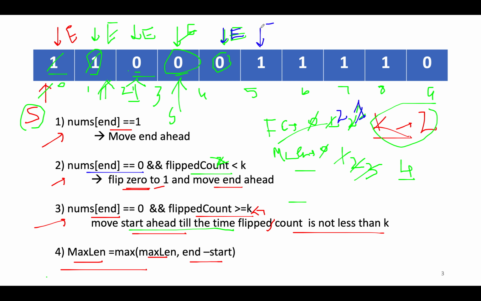So E gets updated here to 5, and we will again check for the current length. End minus start is 5 minus 3. Start is pointing at 3 from the previous iteration. 5 minus 3 is 2. 2 is less than 4. We will not update the max length variable. Let's continue the process. We have current element at the end index as 1.